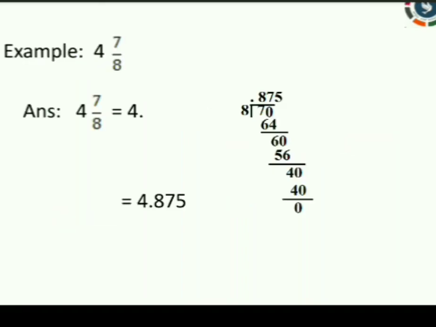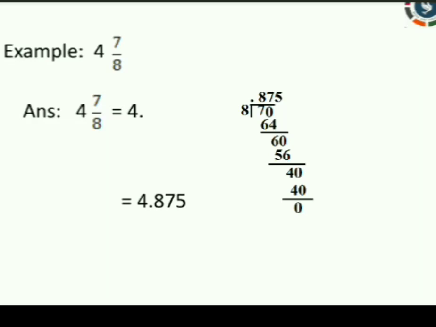Let's see one more example. 4 7 by 8. Here you are having whole part 4 and fractional part 7 by 8, right? Yes. It's a mixed fraction. Then how will you convert into decimal? First step, write the whole number as it is, 4, right? Then divide the 7 by 8. 8 is your divisor, 7 is your dividend, right?